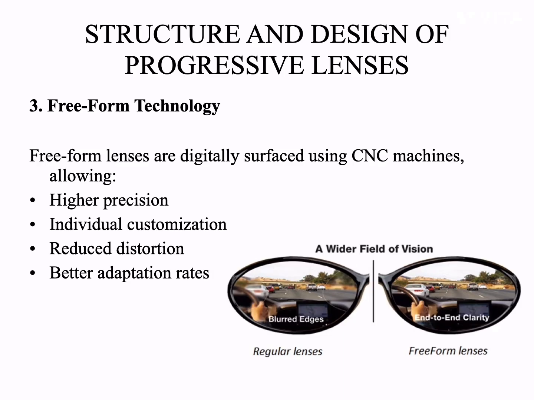Now let's discuss what freeform technology is. Freeform lenses are digitally surfaced using CNC machines, and they basically provide higher precision, individual customization, reduced distortion and better adaptation rates.